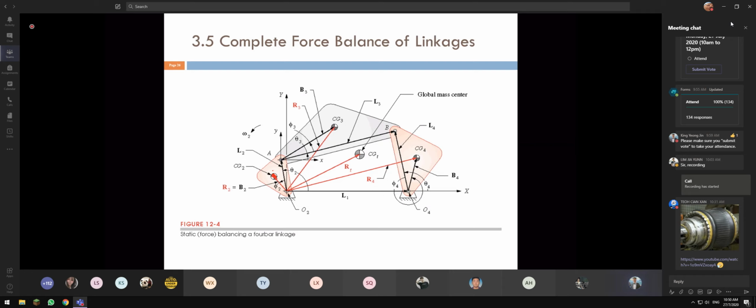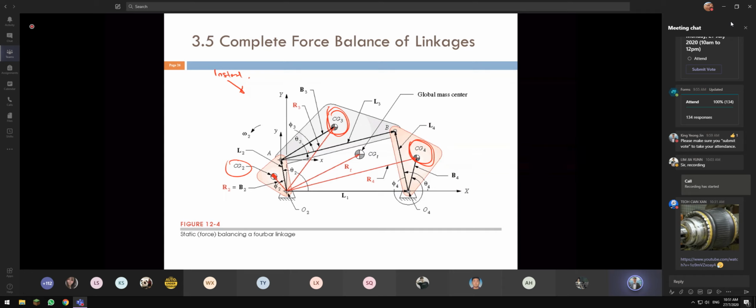Okay. The center of gravity for CG2, then CG3 is here, CG4 is here. So at this instant, I always use the word instant because in our mechanics of machines, everything keeps moving. So the next second, everything will be different. Right? So at this instant, we have the CG2, CG3, CG4 here.